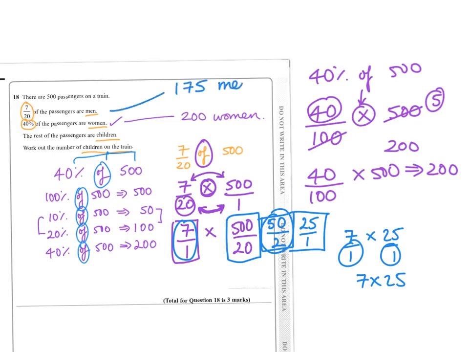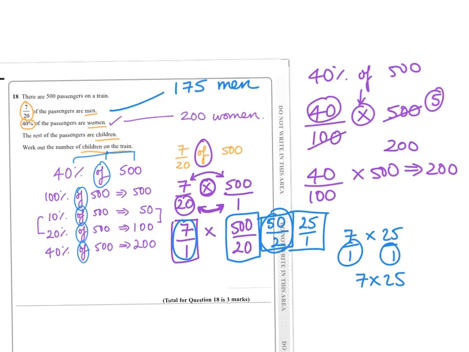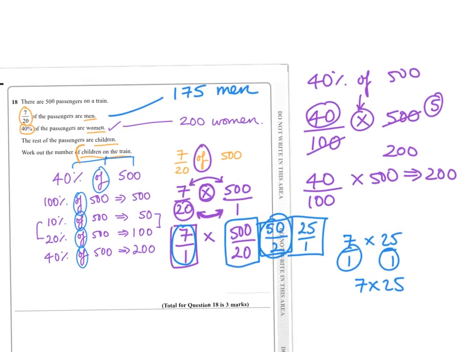175 men. So we can work out the number of children now, because if we know there's 175 men and 200 women, that's 375 men and women, so that would leave 125 children, because we knew there was 500 passengers on the train altogether.